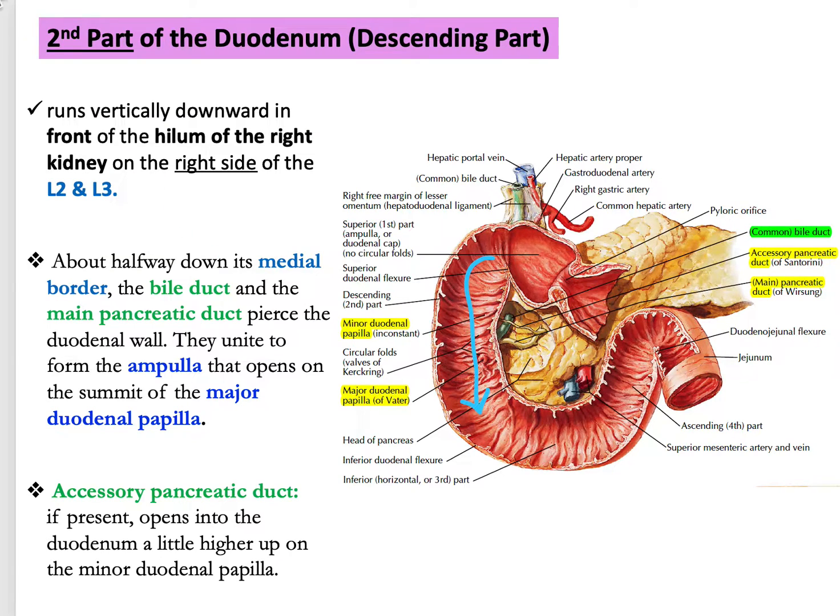So guys, the second part is very important also. You have to expect a question in the exam about the second part. Why? Because look at the medial border here of the second part. You can see there are two openings, or two papillae, one here and one a little bit above it, right? So I'll use another pen. So we have openings for the bile duct.